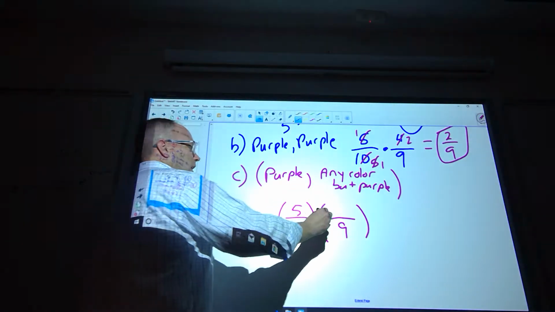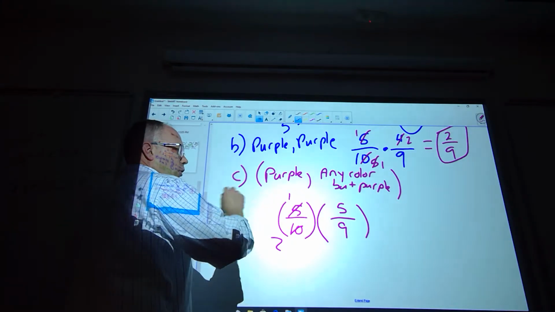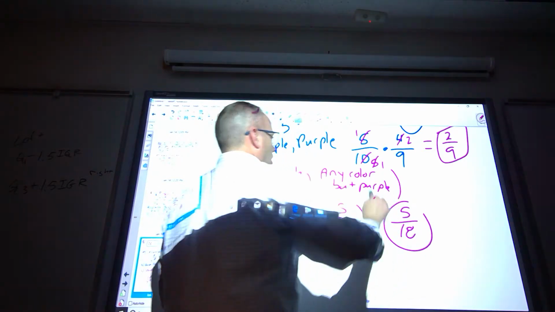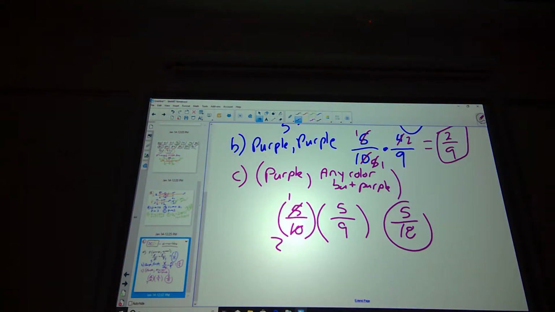So I have a 5 out of 10 and a 5 out of 9. I could reduce here, then multiply. So I'm going to get a 5 out of 18 chance of I pull a purple out first, don't put it back, and then I pull a marble that is not purple out. So 5 out of 18. A little bit less than a third chance. Okay? So that might be something that you might see tomorrow on the quiz. Is that all right?